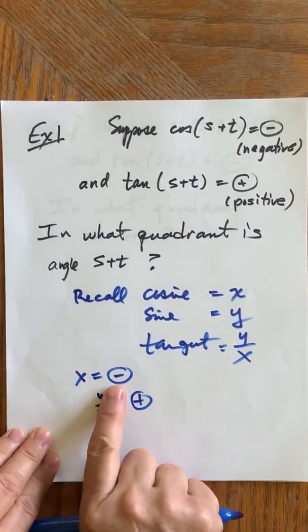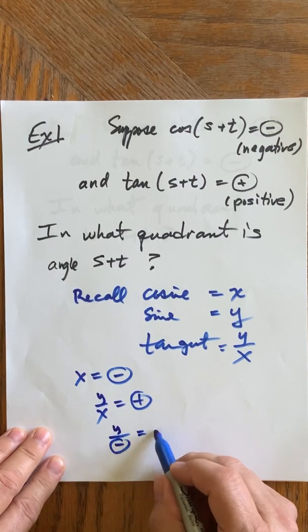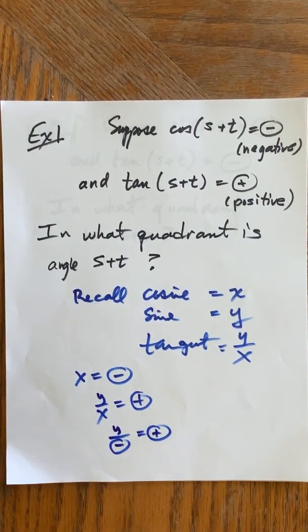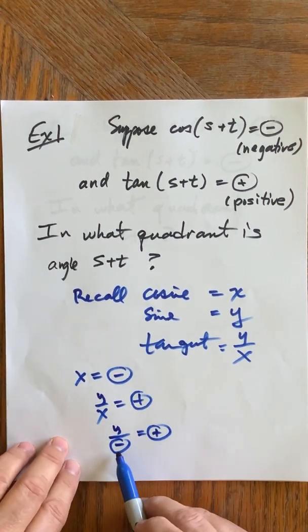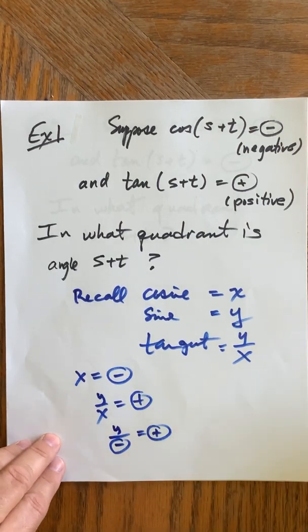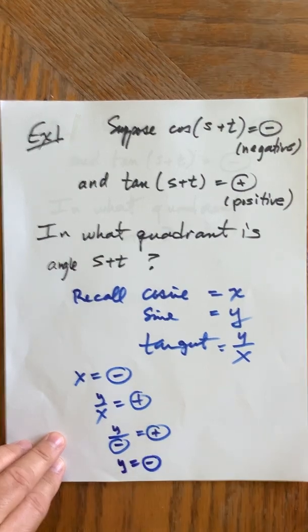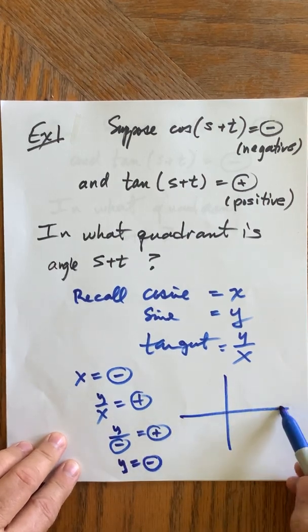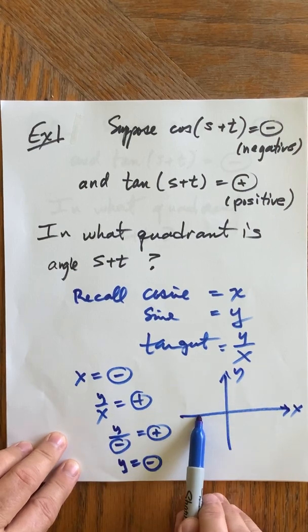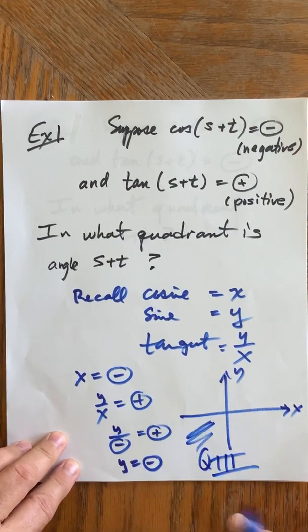So now I can substitute this negative in for the x, and I know that y over some negative number ends up being a positive number. So for that ratio to be positive, but this denominator is negative, what must y be? Y would have to be negative. So now I know both x and y are negative. If you look at your quadrants, for x to be negative, I'm going this way, and y to be negative, I'm going this way, I must be in here, quadrant 3. Okay?